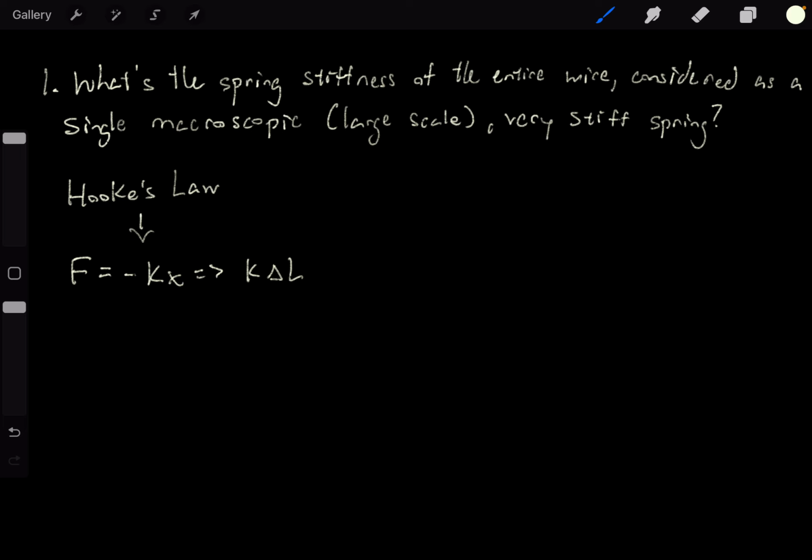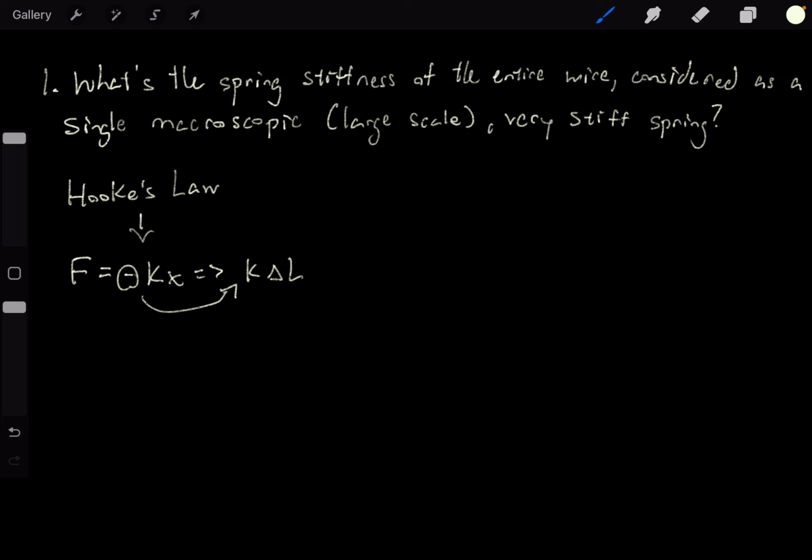Now, some of you may be asking, "Oh, Professor Lohmeyer, you forgot the negative in front." Well, we don't do that, and the reason for that is because it's a magnitude. We're calculating a magnitude only. It's not a direction vector, so that's why we don't use the negative sign. So, this law tells us that the force needed to extend or compress a spring by a distance delta L is proportional to that distance. So, let's calculate it.